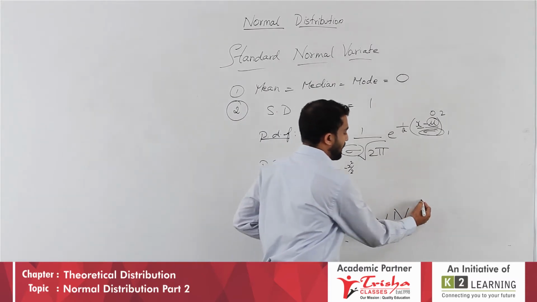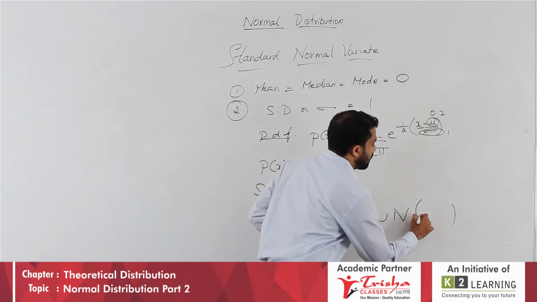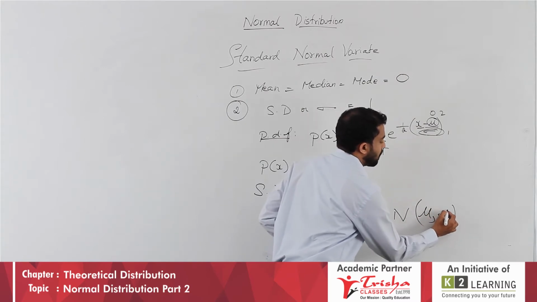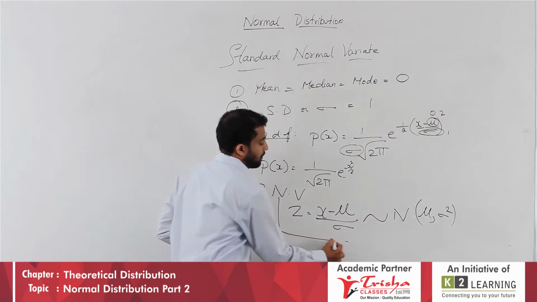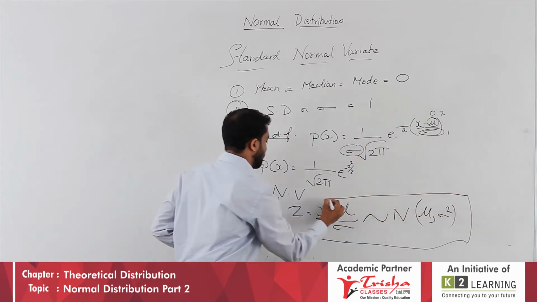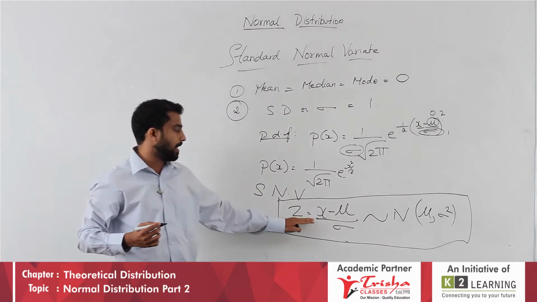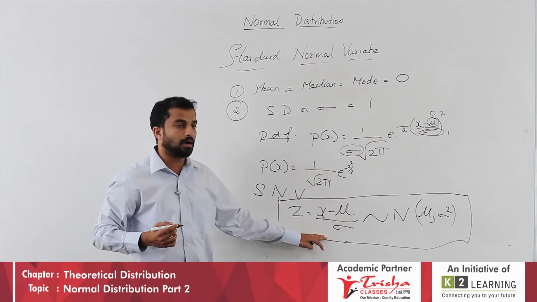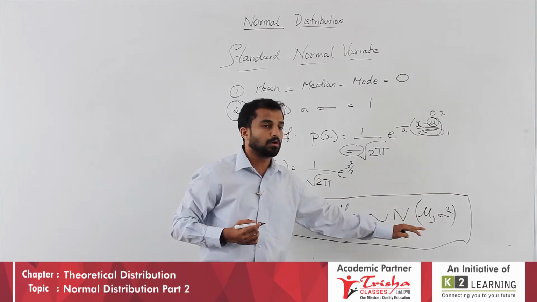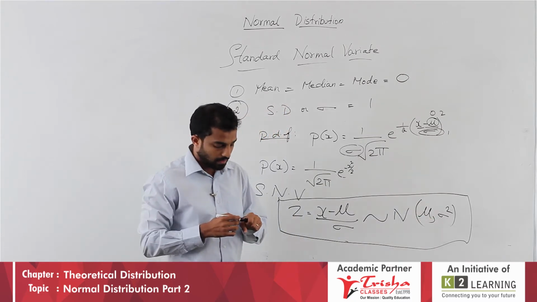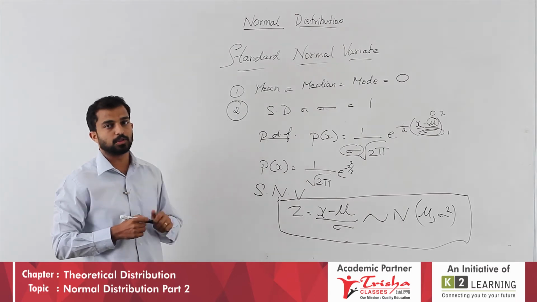And don't forget to write the parameters here for the standard normal variate, which is mean, mu as well as sigma square, that is the variance. This is a very important formula, students. For the normal distribution sums, we will be using this formula. Once again, recall the formula. Z is equal to x minus mu divided by sigma, follows normal distribution, and write the parameters mu, sigma square. Now, we will see certain problems of normal distribution.